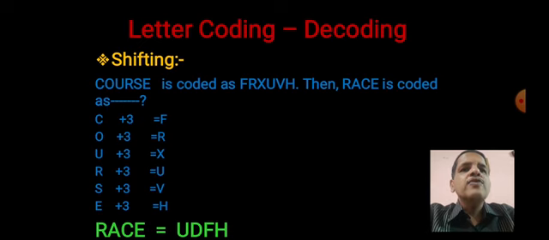Now in this pattern, there is no different coding for consonants and vowels, the same coding is applied. +3 means everywhere +3, or +5, +5, or -2, -2, or -3, -3, like that. So now we have to code RACE. How? R +3 is S, T, U, so U. A +3 is D. C +3 is D, E, F. E +3 is F, G, H. Like that we can make the coding.